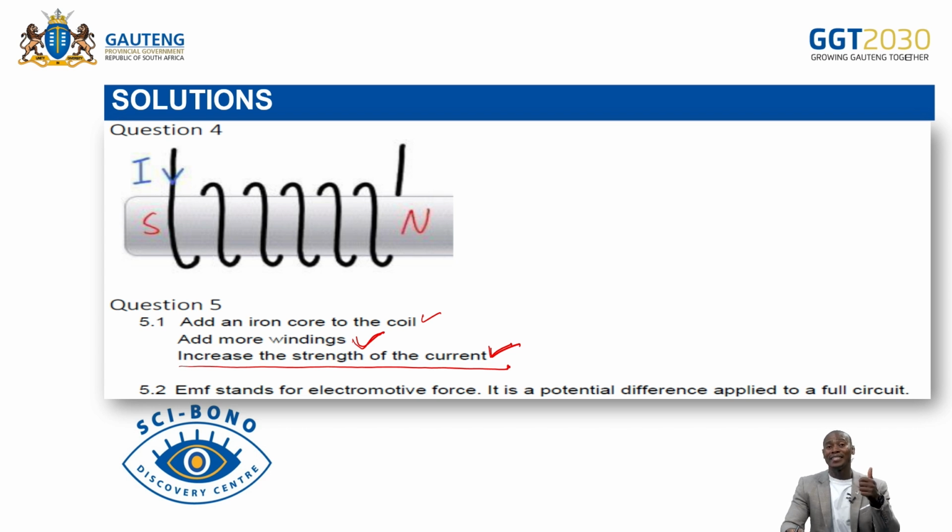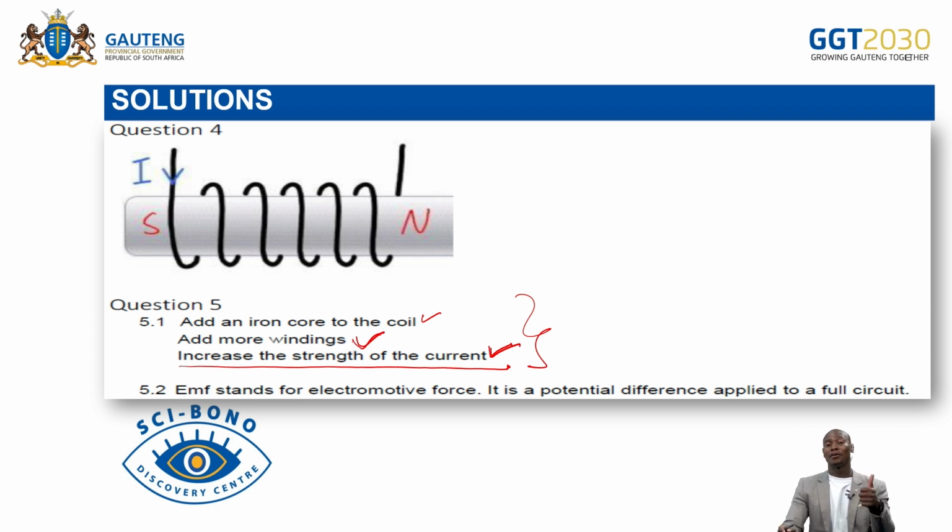How can we increase the amount of the magnetic field or the strength of the magnetic field? Because remember, around a current carrying conductor, there's a magnetic field. So how can we increase the strength of that magnetic field? These are the 3 things that you can do. You can increase the strength of the current. How? By using a source of power with high voltage.